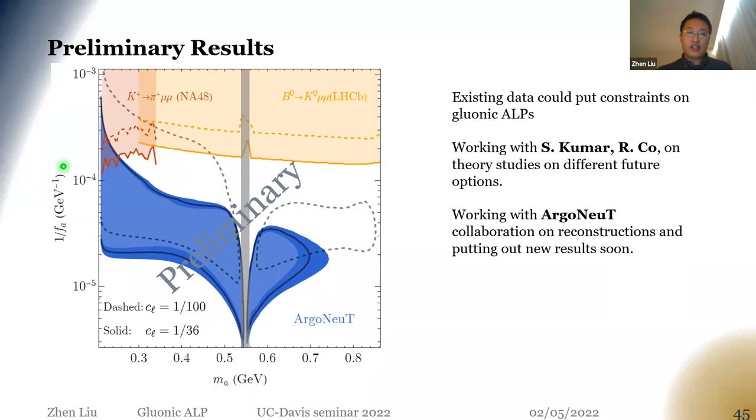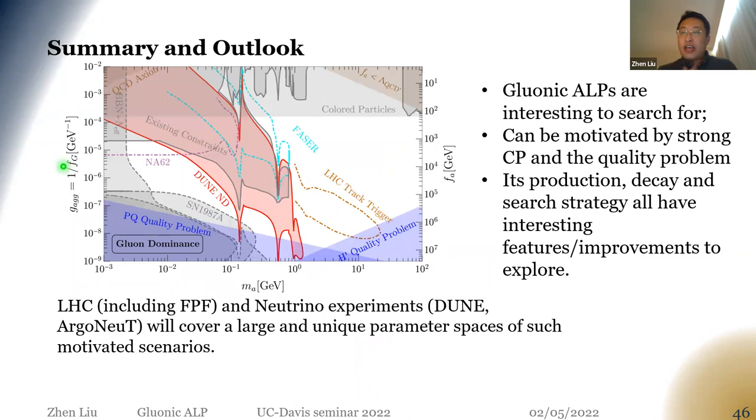Okay, so let me just summarize, okay? Gluonic ALPs are interesting to search for. They can be motivated by the strong CP puzzle and the quality problem. The production, decay, and search strategy all have very interesting and unique features that require exploration. We make some baby steps in those directions. And I think it has impact and has imprints on all particle facilities, including LHC, forward detectors, neutrino experiments, et cetera. So here is one of my old plots, but hopefully we'll be able to add the other neutrino experiments and also the updated FASER coverage on those summary plots. That's all I want to say.